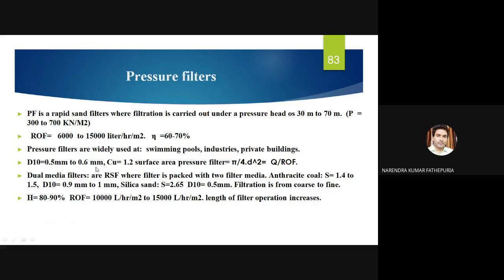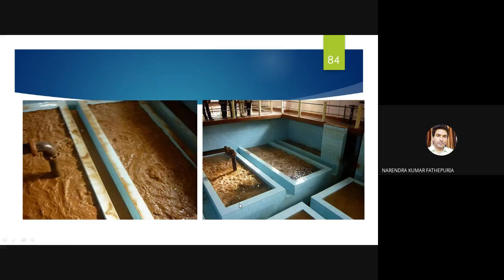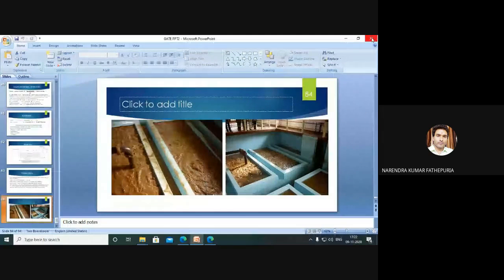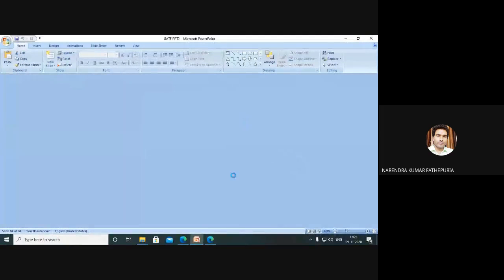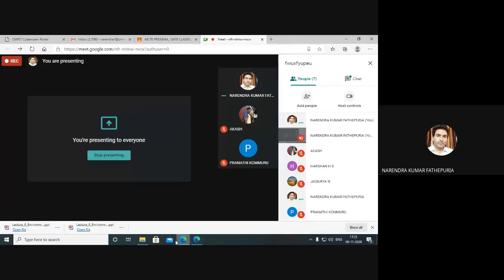And then the diameter of the particles should be taken accordingly, and the coefficient of uniformity you have to take as 1.2. Surface area of the filter you have to take as pi by 4 into d square, like Q divided by ROF, the same process. Whether it's a dual media filter or a single media filter, based on this also you have to check it. Okay, so these are the things for the operation of the slow filtration, how the things are happening. So like this the filtration has been completed.